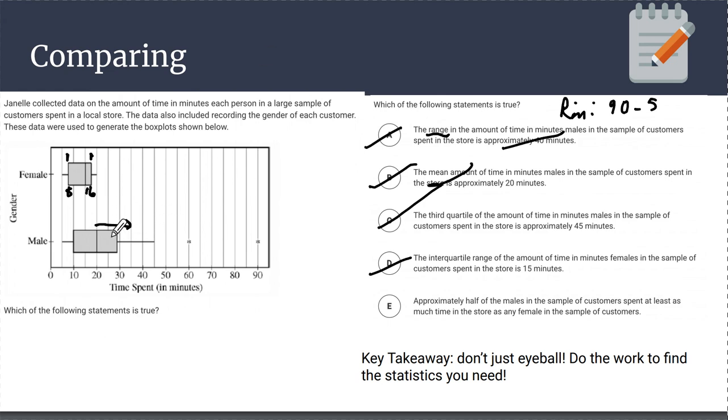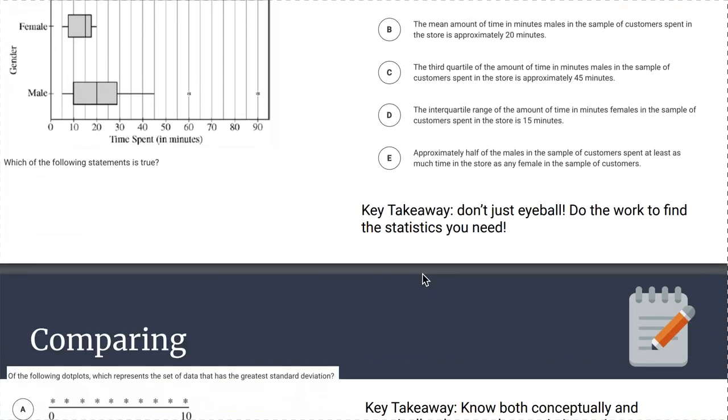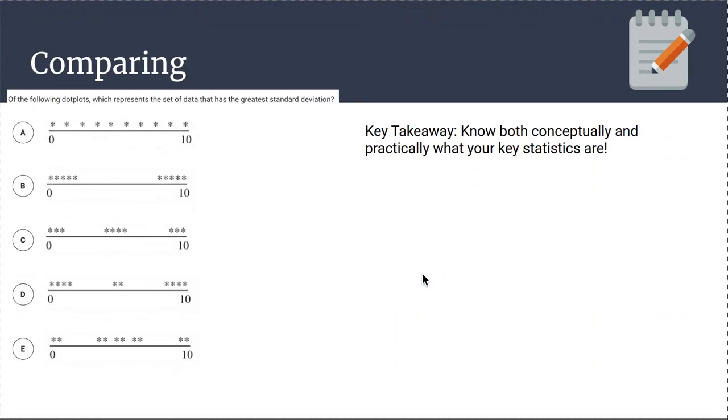It's just direction. So 50% of the data lives up here. 50% of our male customers live up here. And so approximately half of the males spent at least as much time, because there's the top of the female category. 50% of the males spent at least as much time as any female in the sample of customers. Because we compare to the maximum there, 50% of males were at least there or bigger. Again, don't eyeball the statistics. Go and find what you need. Again, for these problems, these slides will be available so you can go back and take a look.